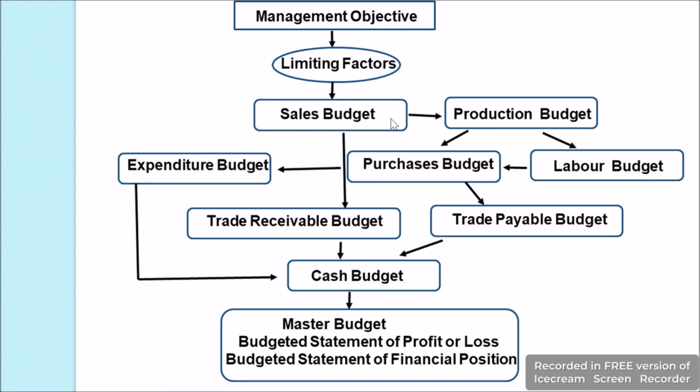After making the sales and the production budget, we make the purchase budget and the labor budget from the production budget. Then we make the expenditure budget, and from the sales budget we make the trade receivable budget. From the purchase budget we make the trade payable budget. Then, taking all the information from the various budgets, we make the cash budget, and lastly we make the master budget, which includes the budgeted statement of profit or loss and the budgeted statement of financial position.